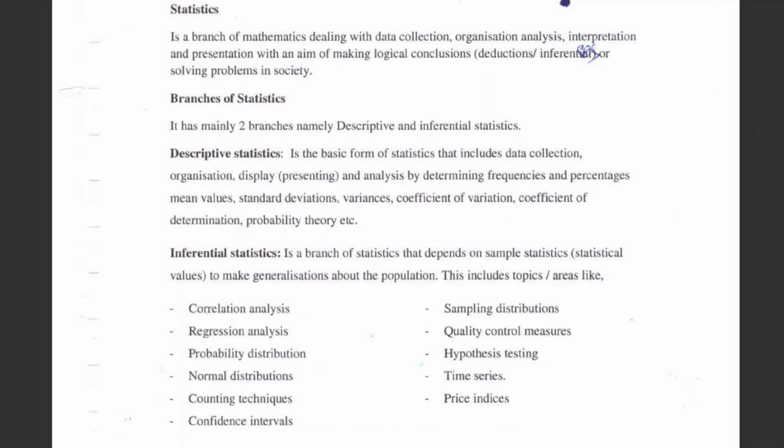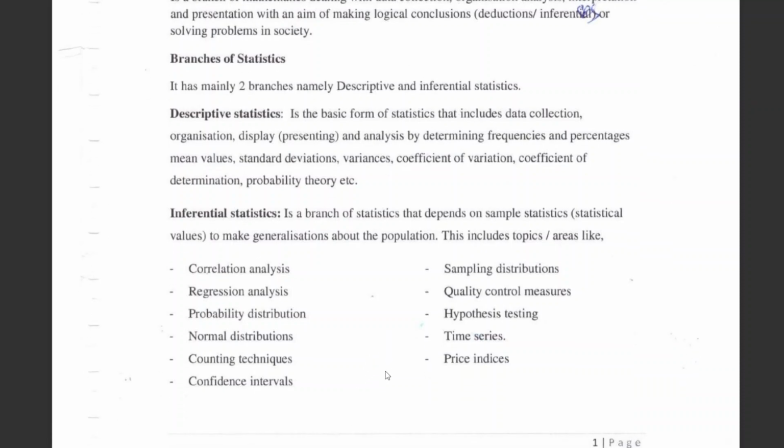So descriptive is a form of statistics that includes data collection, organization, display or presenting, and analysis by determining the frequencies and percentages, mean values, standard deviations, variance, coefficients of variation, coefficient of determination, and probability theory, etc. What about inferential statistics? Inferential statistics is a branch that depends on sample statistics to make generalizations about a population. So in inferential statistics, you get a certain sample, then you generalize.